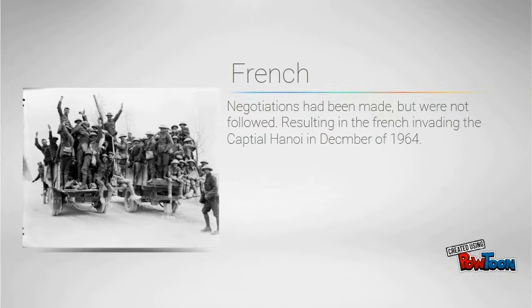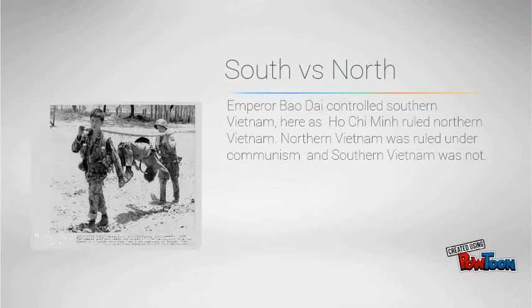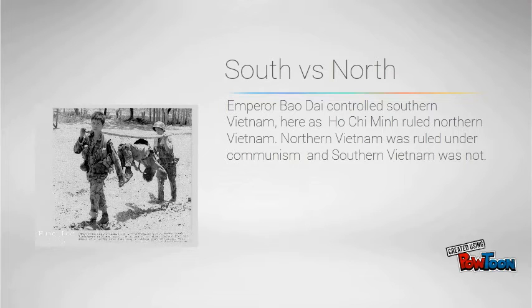Between the French and the Vietnamese, there had been many negotiations made, but none were ever carried through, thus resulting in the French forcibly entering the capital of Vietnam in December of 1964. The war against North and South Vietnam began with the French supporting Emperor Bao Da within South Vietnam. The South did not want to join the North in communism.